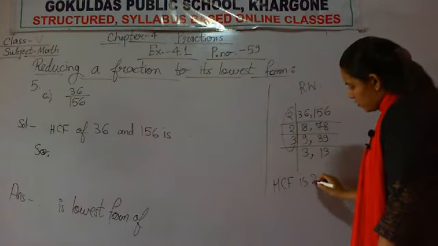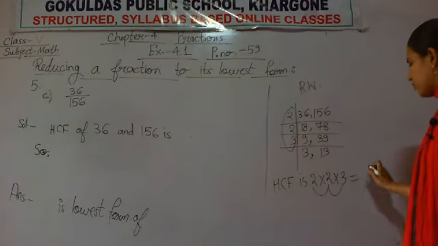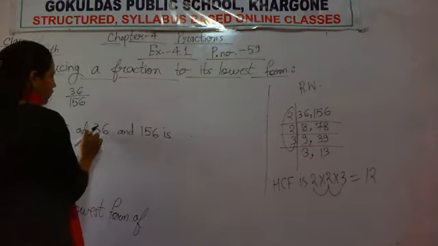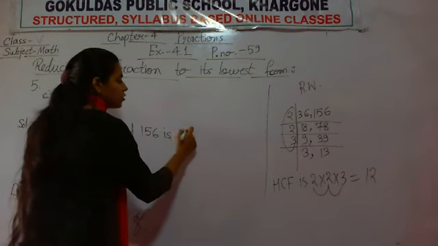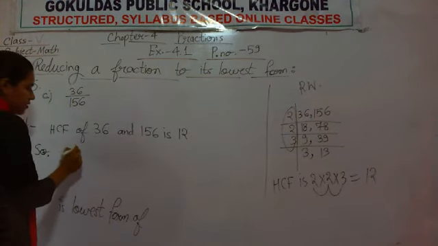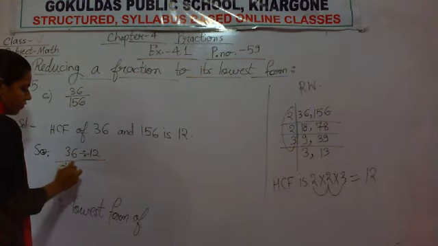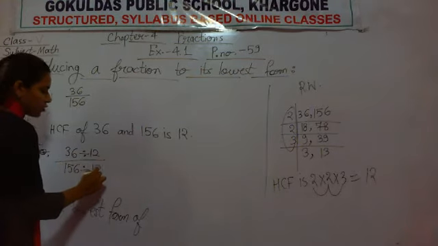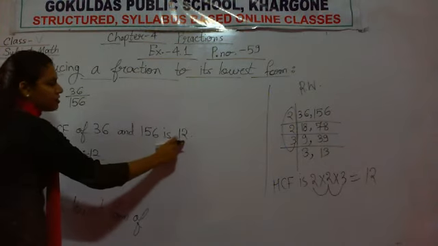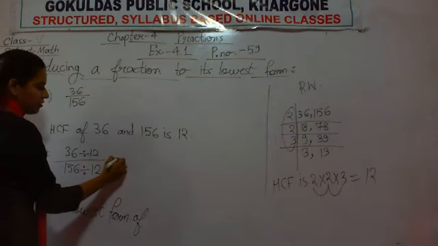We conclude that HCF of 36 and 156 is the product of these: 2 multiply 2 multiply 3. 2 2s are 4 and 4 3s are 12. So HCF of 36 and 156 is 12, right? Now next step, 36 divided by 12 upon 156 divided by 12. We will divide both numerator and denominator by HCF, and HCF is 12, so we are dividing by 12.